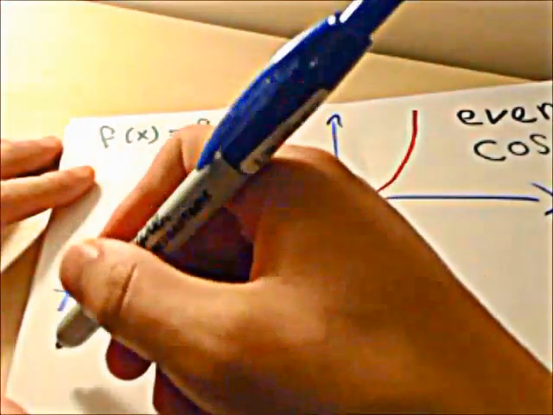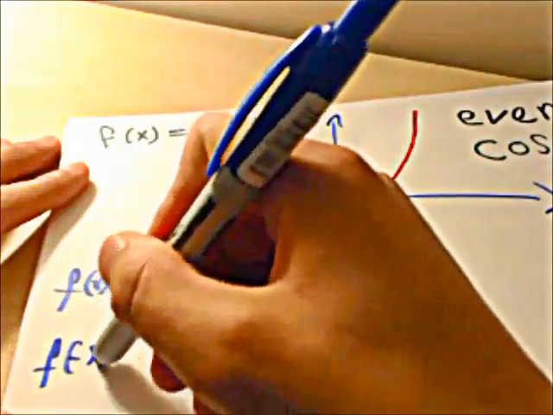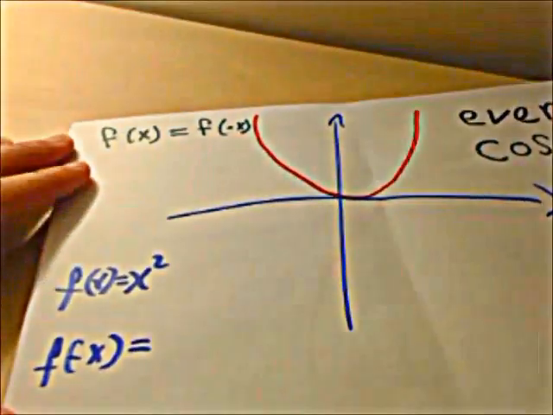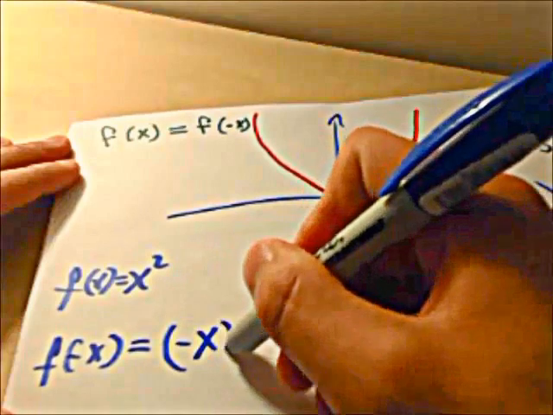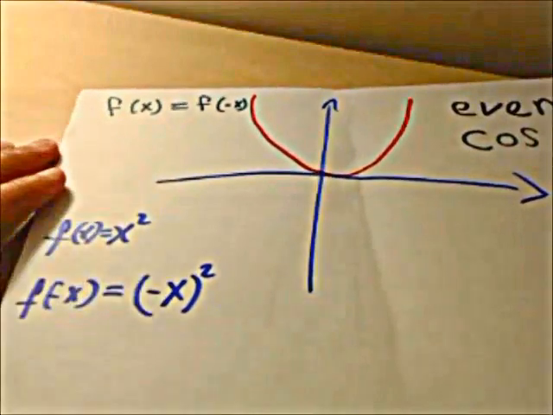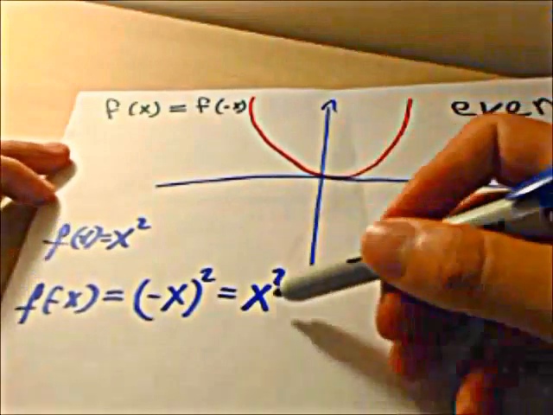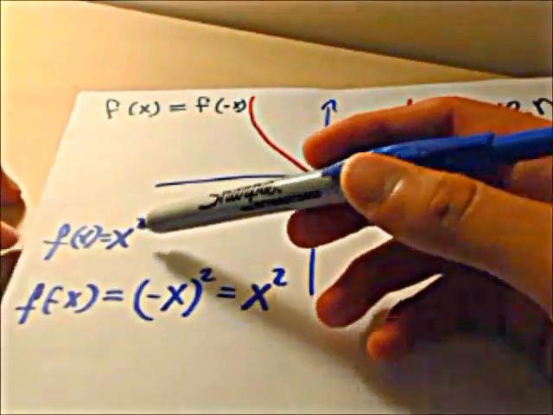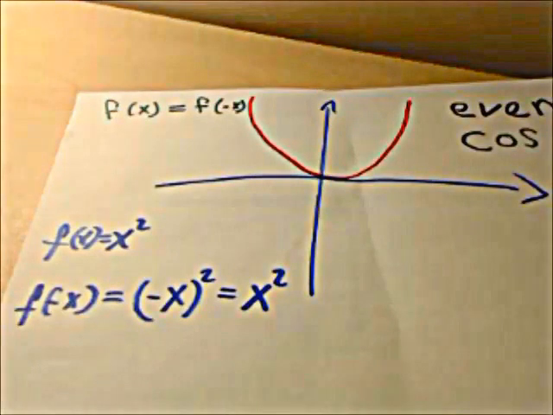Let's test this. What is f of minus x? Well, f of x is x squared, so f of minus x is minus x, squared. We know that anything squared, whether it's positive or negative, is going to be positive. So that means it's going to be x squared, and x squared is equal to f of x. So that means this is correct. This means that f of x equals f of minus x, which is the condition of an even function, or as some people call it, a cosine function.